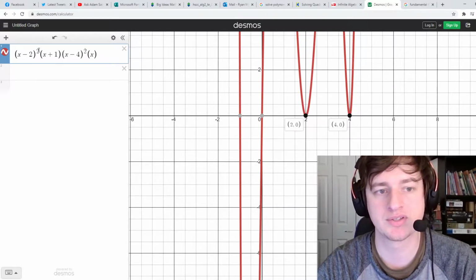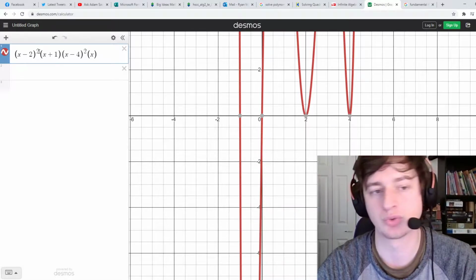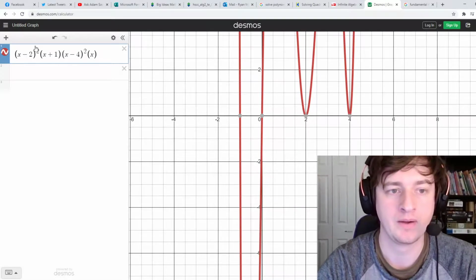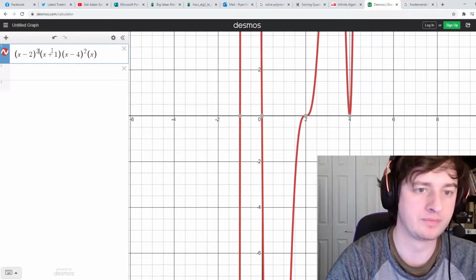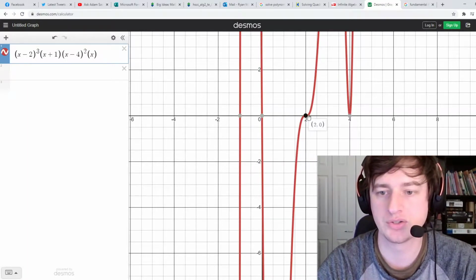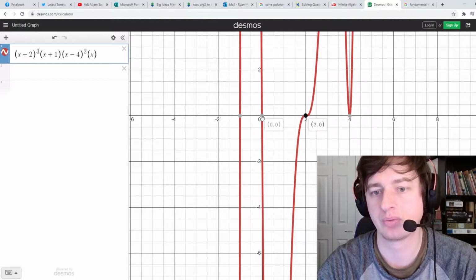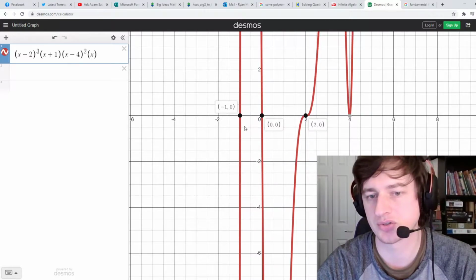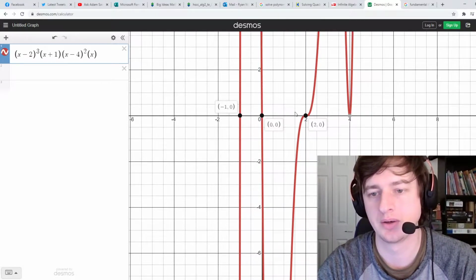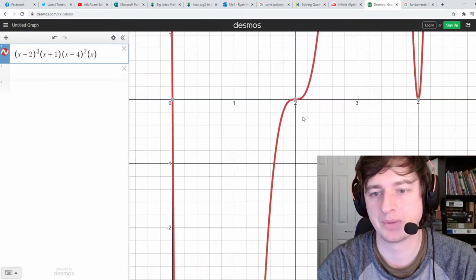So now at both of these, the function doesn't pass through the x-axis, it bounces back up. That's because this is an even degree multiplicity. It's a multiplicity of 2. If I change that to be a 3, well now at 2, where there's this cube, x minus 2 cubed, instead of bouncing, it goes through that point, but not like a straight line. These aren't straight lines, they just look like it. But now it looks like a cubic function where it's got this little squiggly.